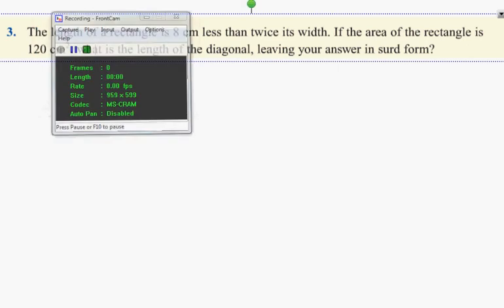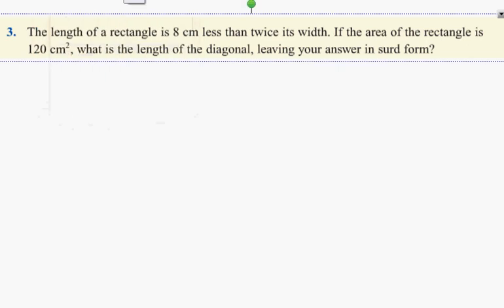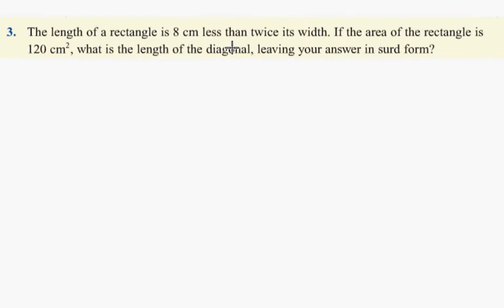Okay guys, so here's what happens. The length of a rectangle is 8 less than twice its width. Okay. Now, the length of a rectangle is the same thing as 2 times its width. Is it minus 8 or plus 8?